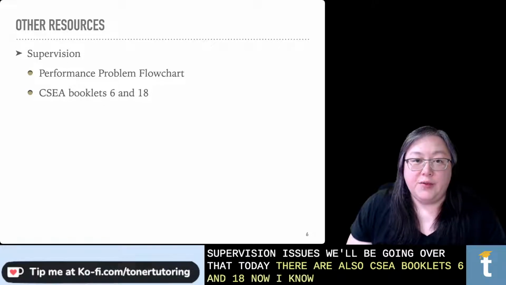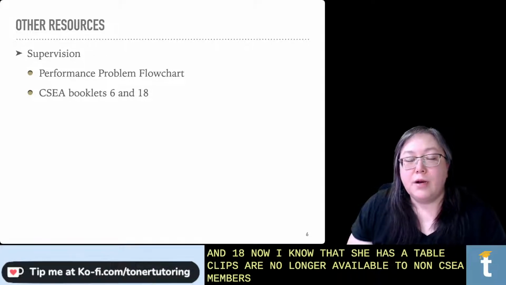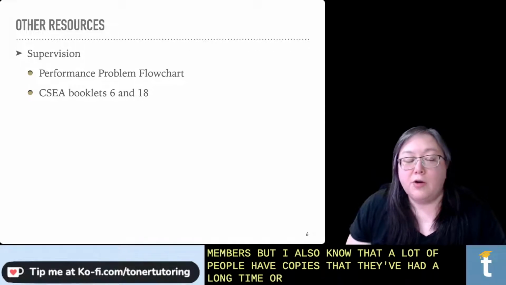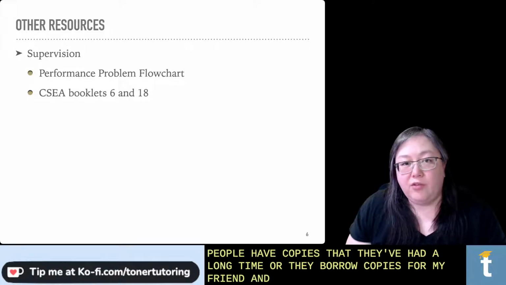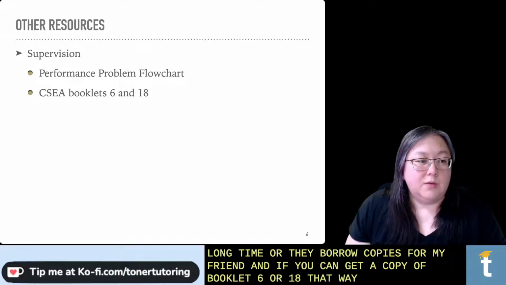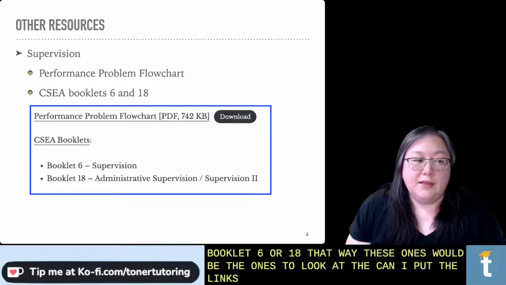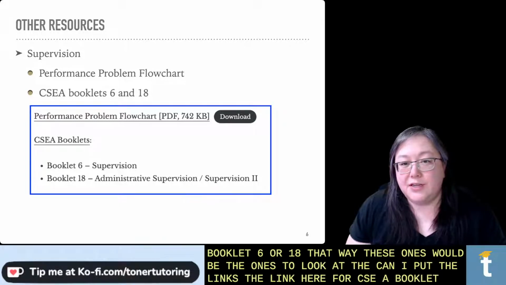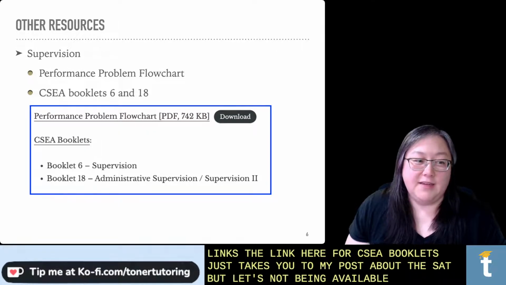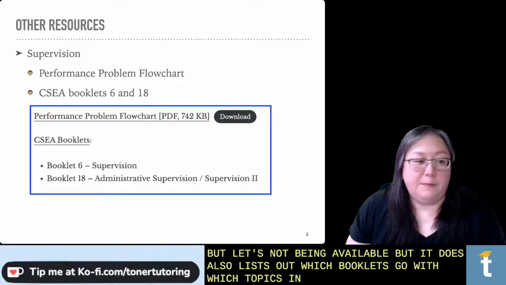Now, I know that CSEA booklets are no longer available to non-CSEA members, but I also know that a lot of people have copies that they've had for a long time, or they borrow copies from a friend. And if you can get a copy of booklet 6 or 18 that way, these ones would be the ones to look at. Again, I put the links. The link here for CSEA booklets just takes you to my post about CSEA booklets not being available, but it does also list out which booklets go with which topics in general.